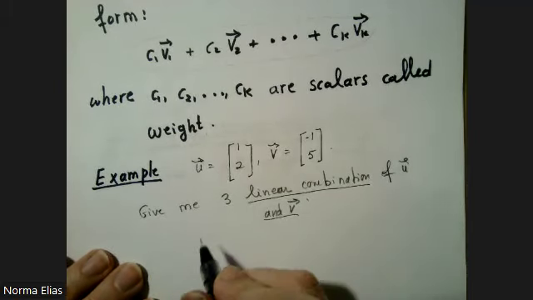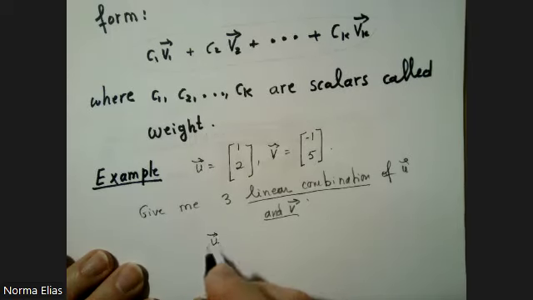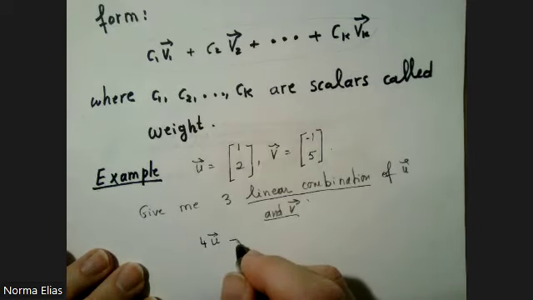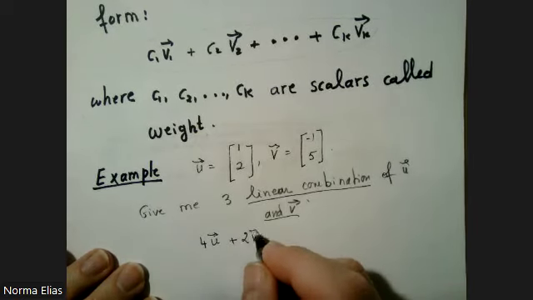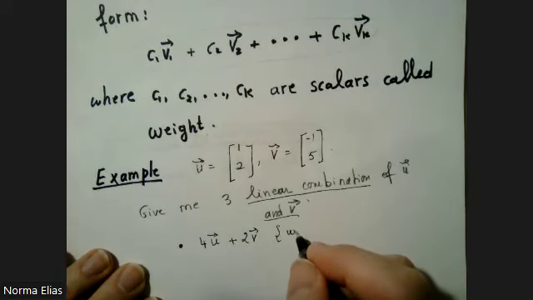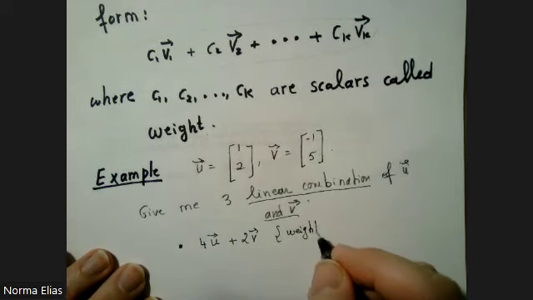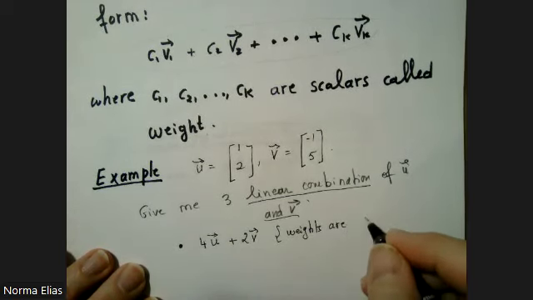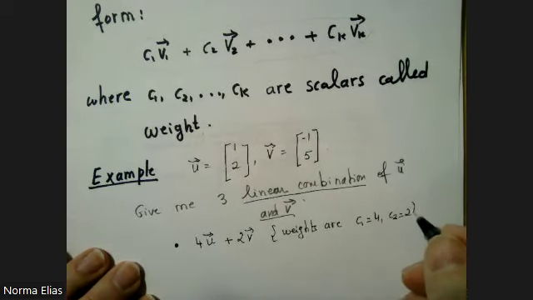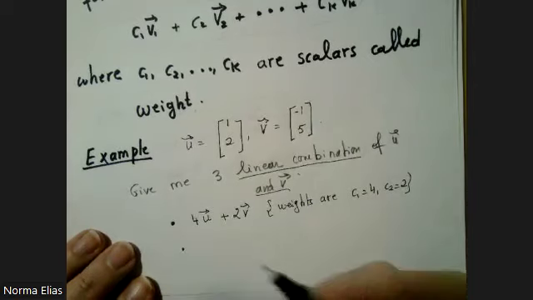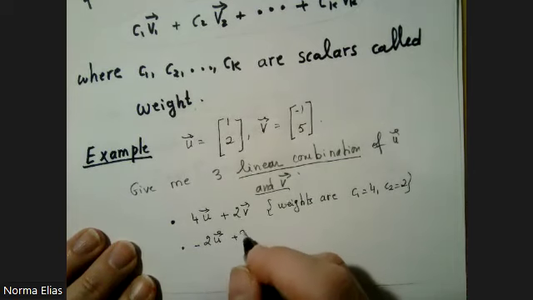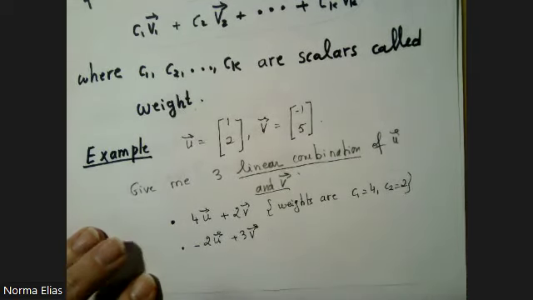So one linear combination means you take the vector u, you put a scale on it, so you stretch it by 4, for example, and you add 2v to it. This is one linear combination. So here the weights are C1 is 4 if you want, and C2 is 2. Another linear combination, I can put -2u plus 3v. That's another linear combination.